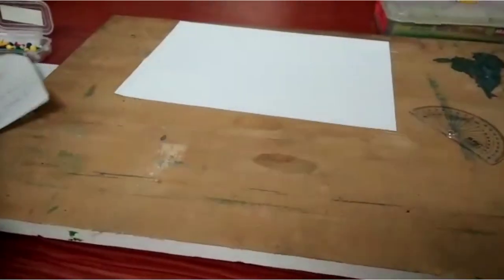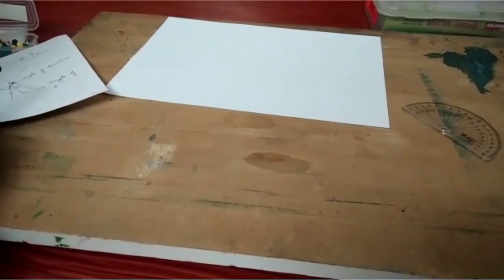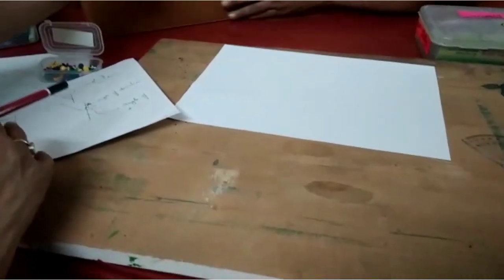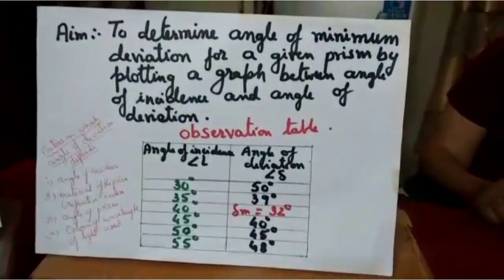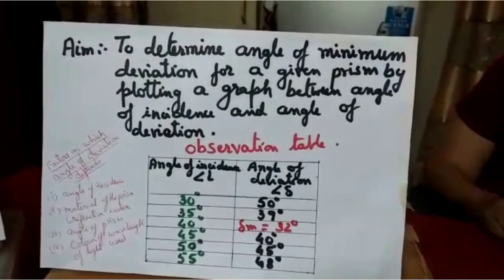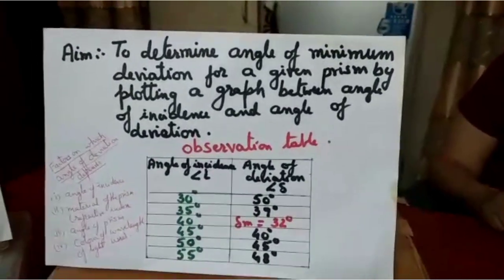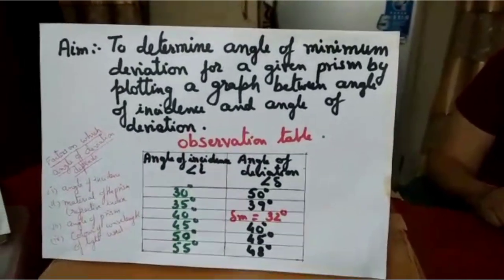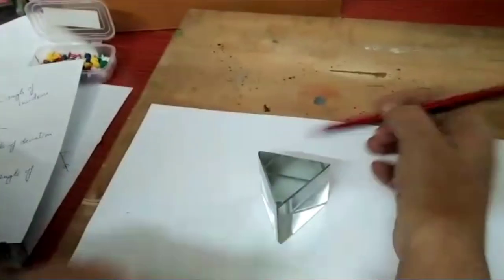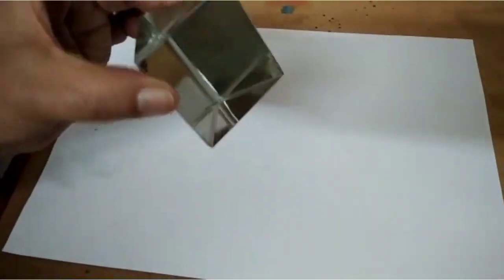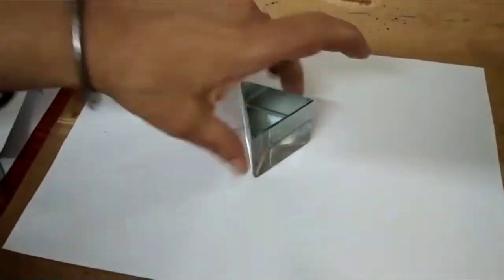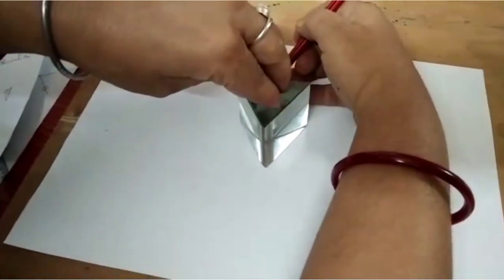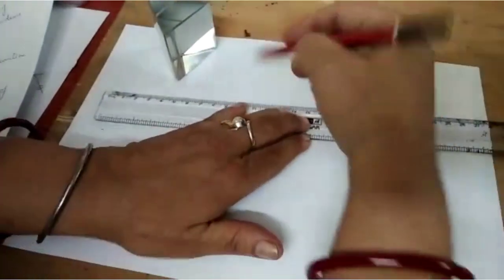So now coming to the main aim of our experiment, the aim is to determine the angle of minimum deviation. For class 10 students, and this is for 12th also, I'll just tell you how to go about it. First of all, I have taken this prism, and mind that this is the rectangular face and this is the prism. So what I am doing is drawing a line here.